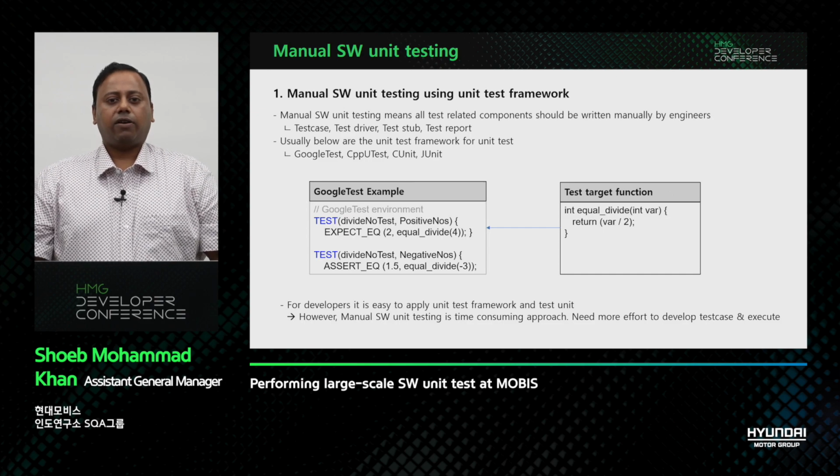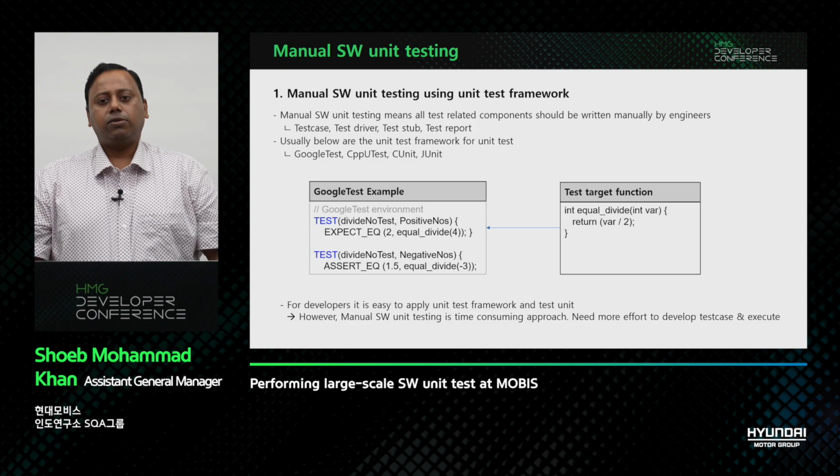To test the target function named equal_divide, which returns an integer value in the Google Test environment, you manually create multiple test cases with different input test data like 4 and -3, and use assertion macros to validate the results against the expected values such as 2 and 1.5.